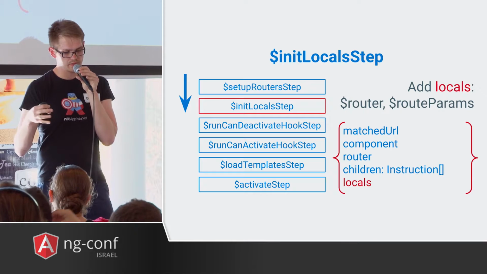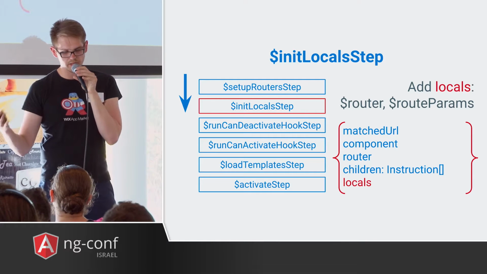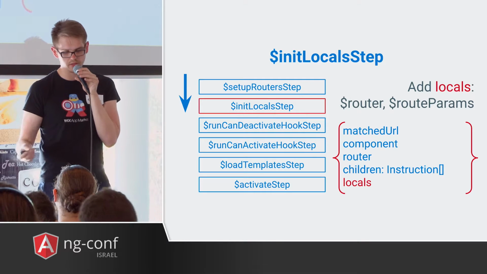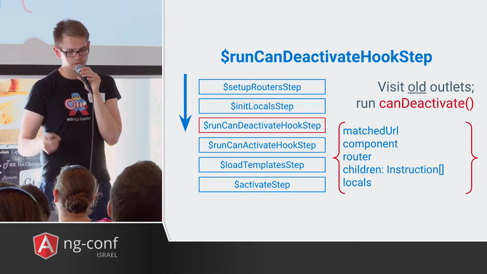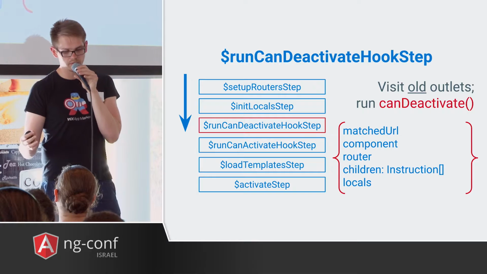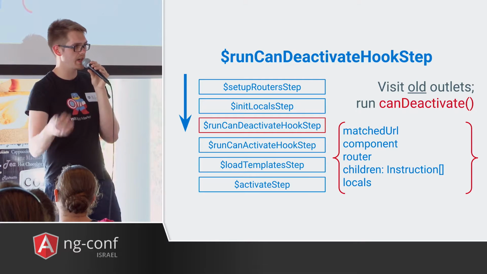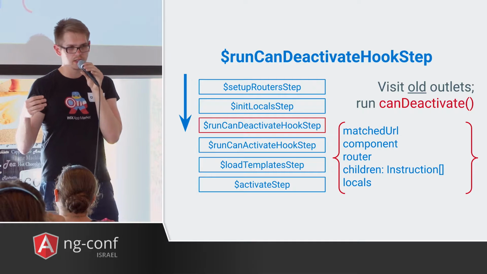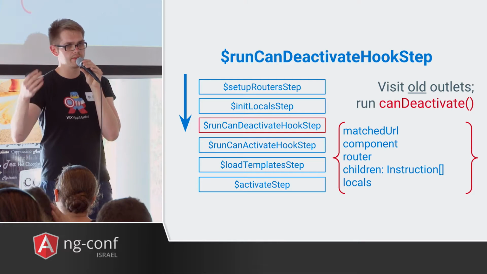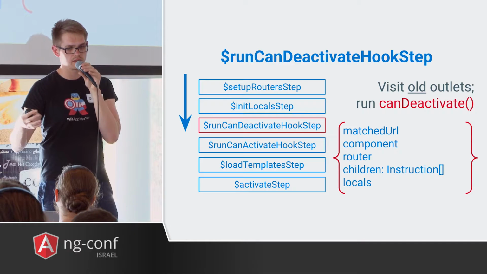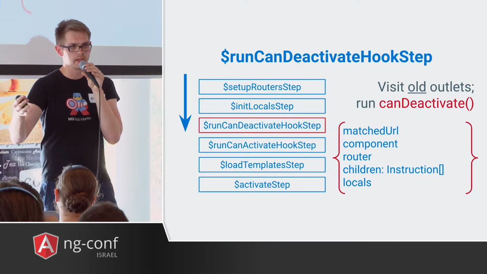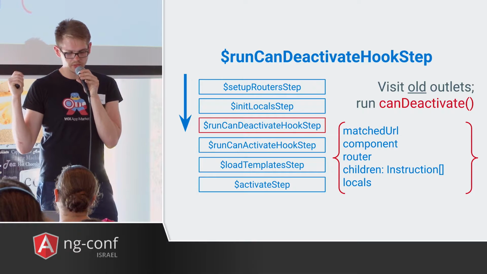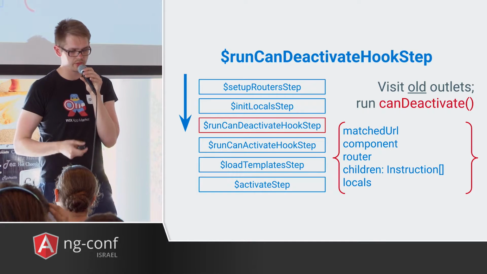Then it adds locals such as the router and route params, which are useful for being injected into the controllers. Then it tries to go over all the old outlets and see if they can be deactivated. This is the step that would be responsible, for example, for making sure that when you navigate out of an edit component, it would say, oh, you have unsaved changes. Do you want to go? So you could have put it into this hook and then have that run on every transition out of it.